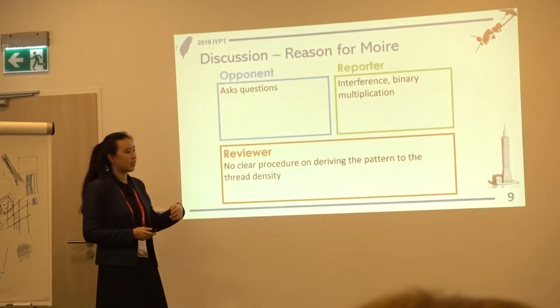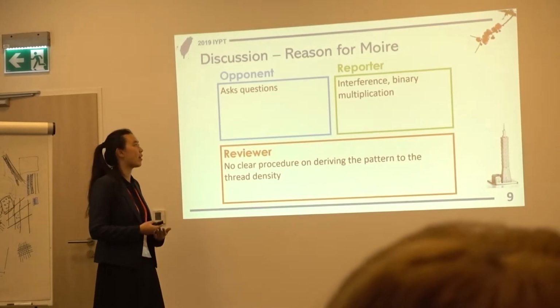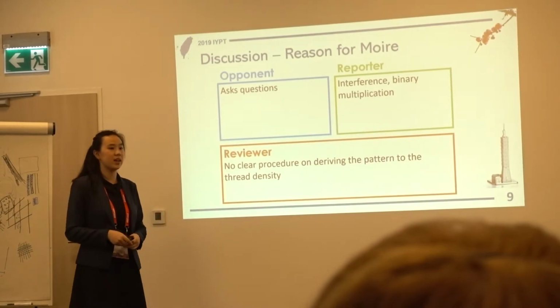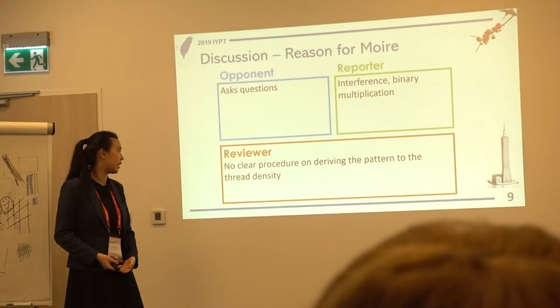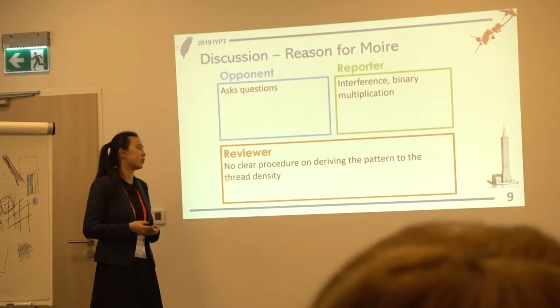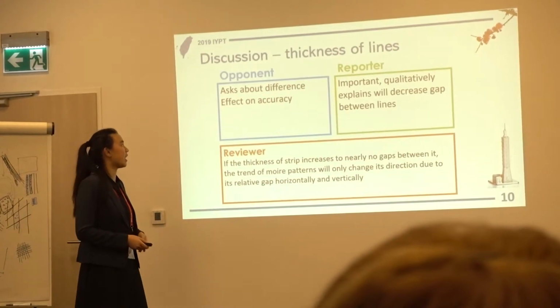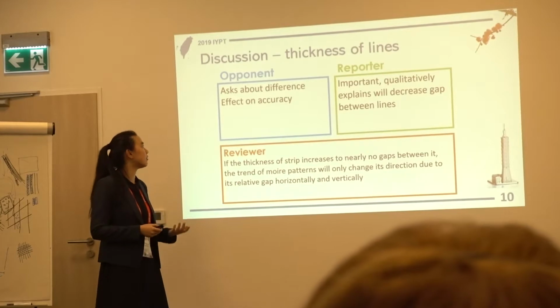And in the clarification questions, they asked about what the fundamental reason for the Moiré pattern is, and the reporter answered that it's because of interference and talked about binary multiplication. And I agree with the reporter, but I believe that there's no clear procedure on deriving the pattern to the thread density.